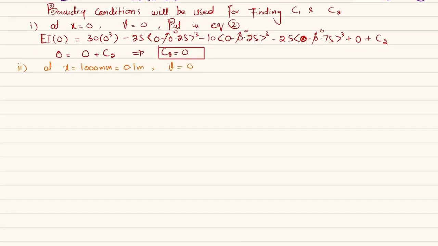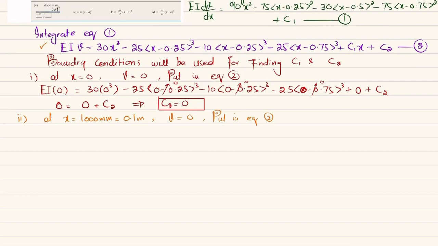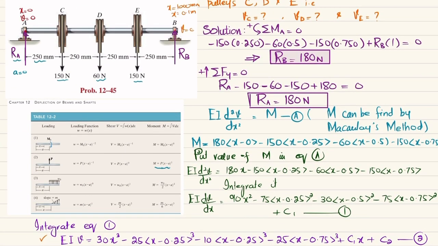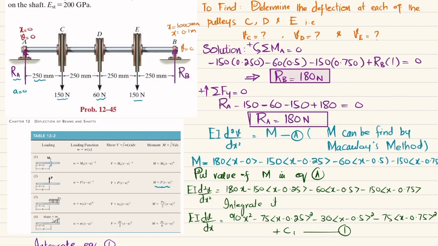So what we will do is put in equation number 2. Let me show you. This is equation number 2. So I will write EI into 0 is equal to 30 into 1. Okay, 1000 millimeter is 1 meter. Let me correct it over here. So that is 1 meter.